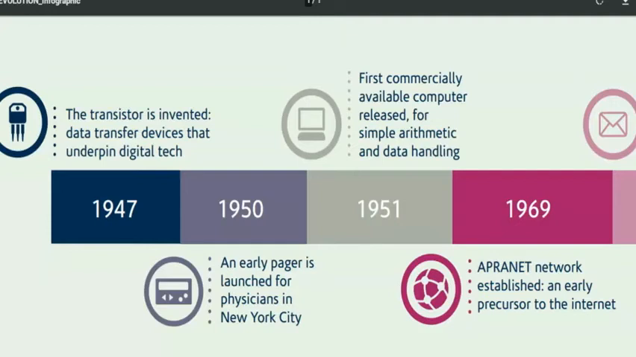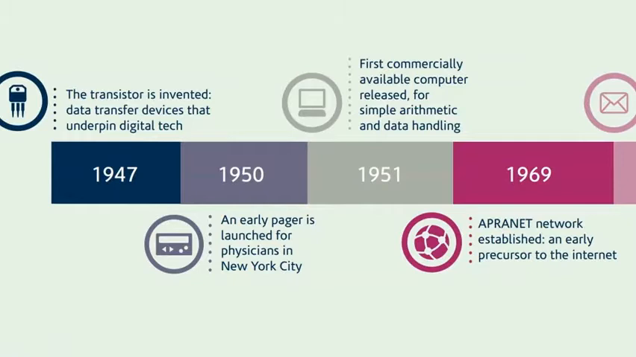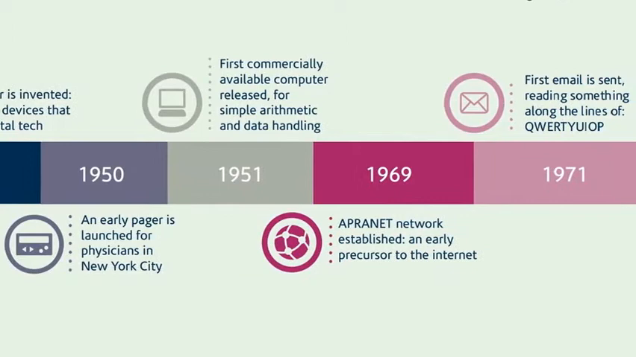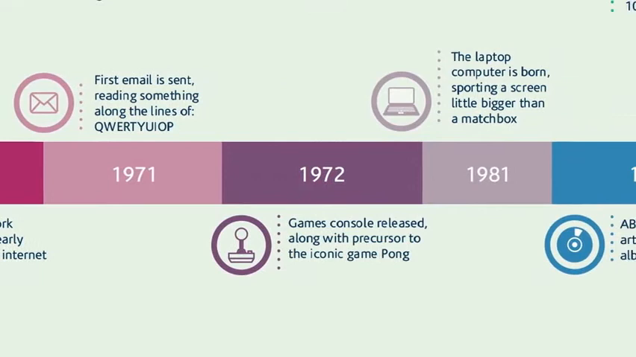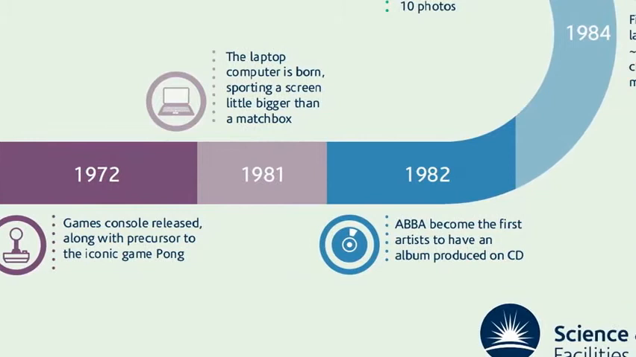This is a brief history of the digital age and how we got to the point where we are now, where there's a lot of information. It really started in the late 40s when the transistor was invented, and then computers got really small, and then we were able to connect computers. We had the beginnings of the internet in the late 60s, and then we had the laptop computer.